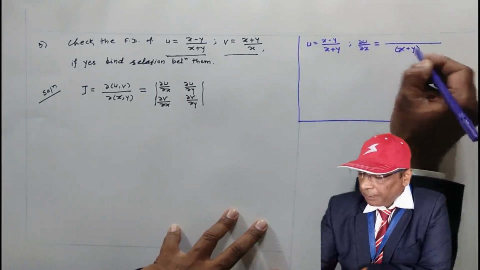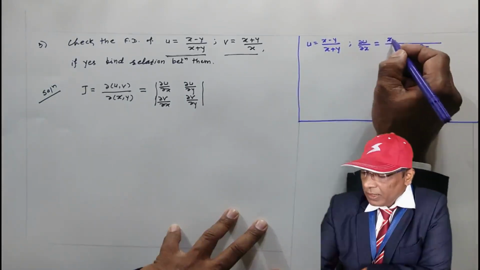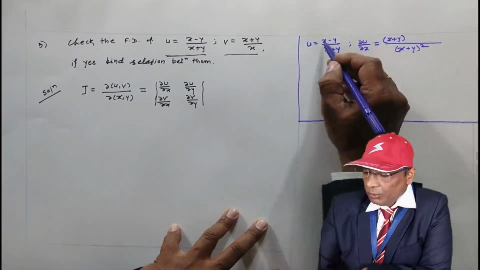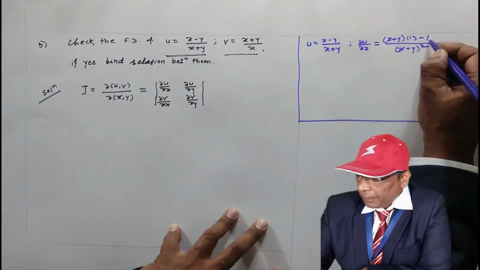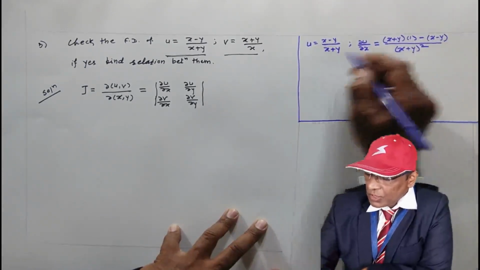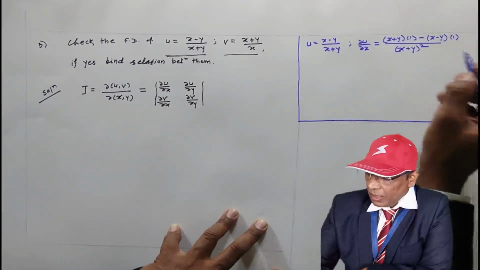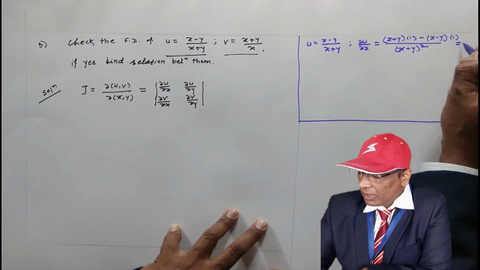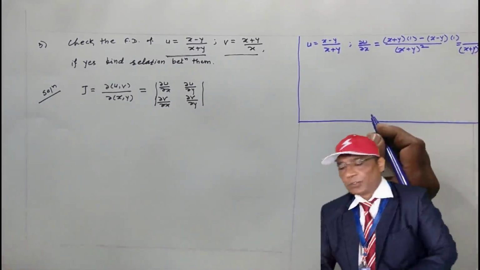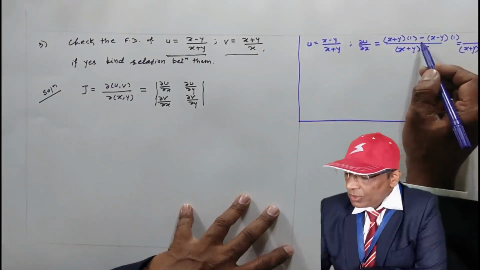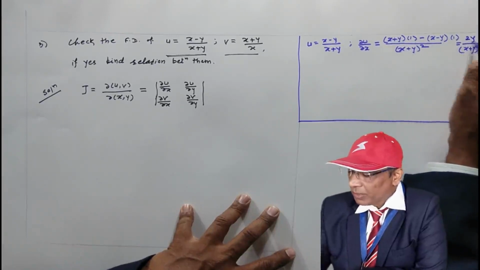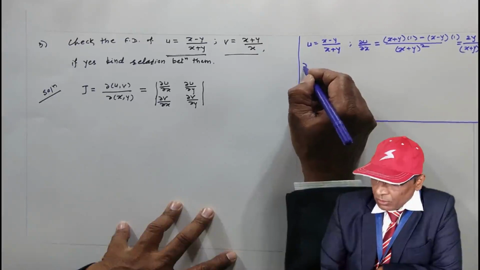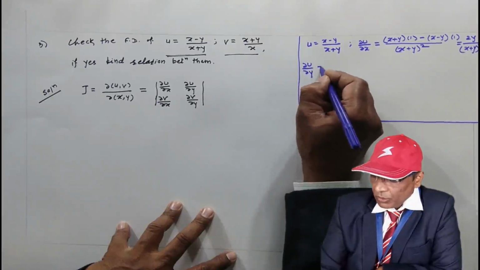Denominator square, denominator here, derivative of numerator with respect to x is 1 minus numerator, and derivative of denominator with respect to x is again 1, and this is coming to be, writing directly, x plus y square. And if you simplify it, the x and x will get cancelled, y plus y is 2y will remain in the numerator. Okay, now del u by del y I am going to find.